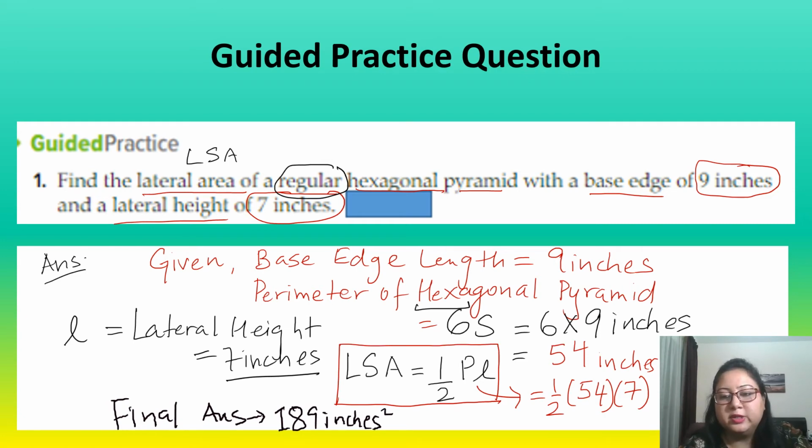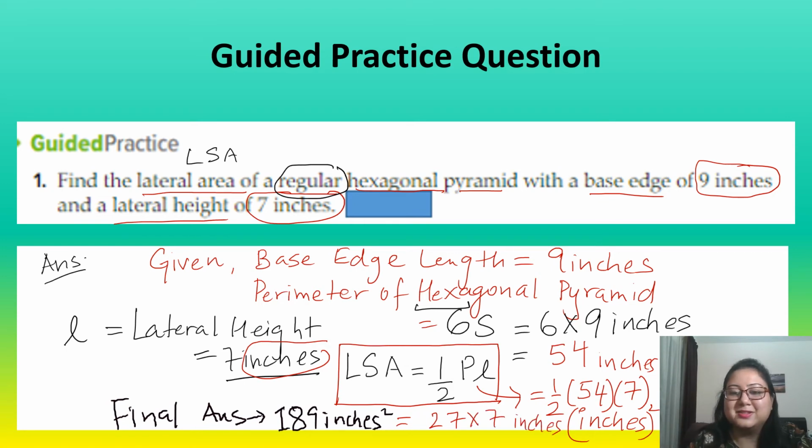Remember, don't forget the units, because units are very, very important. That would just simplify your answer. And because you're multiplying two sides which are given in inches and inches, this unit will definitely be inches squared. So just simplify, you are getting 27 times 7 square inches, and that is your answer.